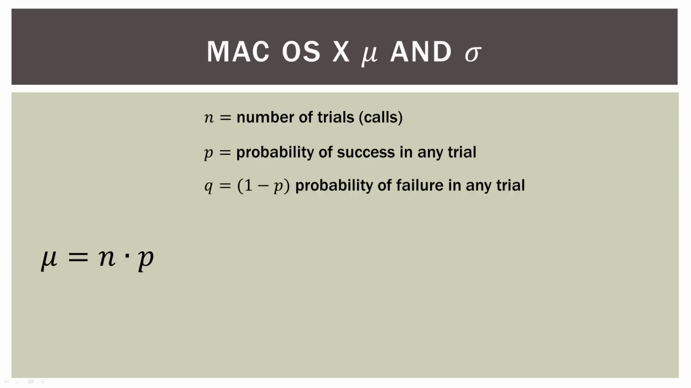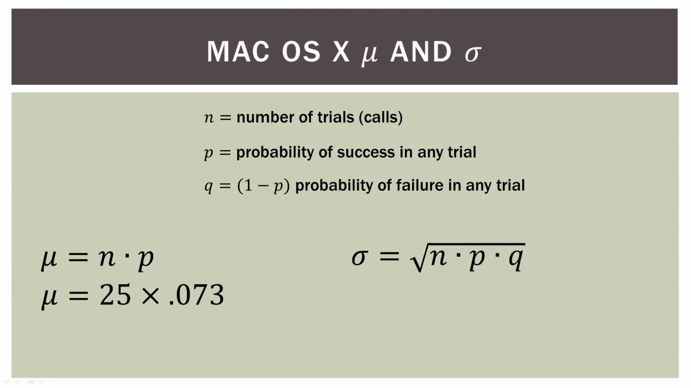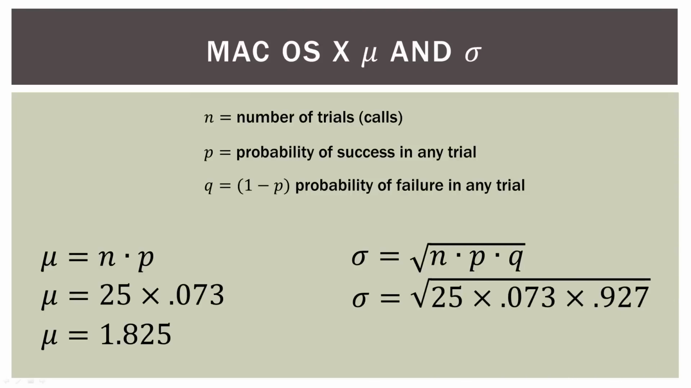So the mean is N times P. Standard deviation is N times P times Q, and take the square root of that. So in this case, N is 25 and P is 0.073. Multiply those together, and the mean for this binomial distribution is 1.825. The standard deviation is just 25 times 0.073 times 0.927. Take the square root of all that, and our standard deviation is 1.3. So again, we covered this in a previous video. It's pretty easy to do these. Just multiplication, and in the case of the standard deviation, take the square root.